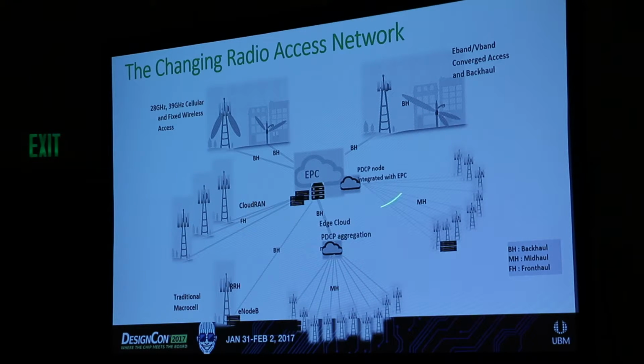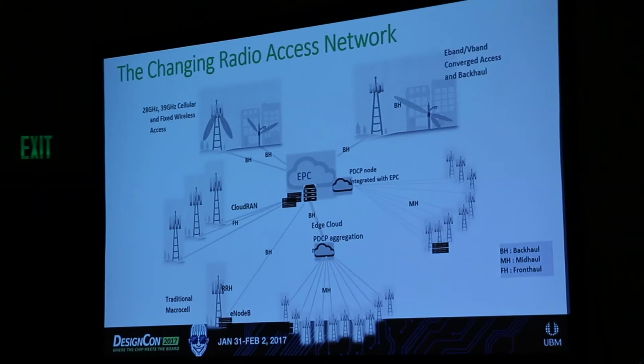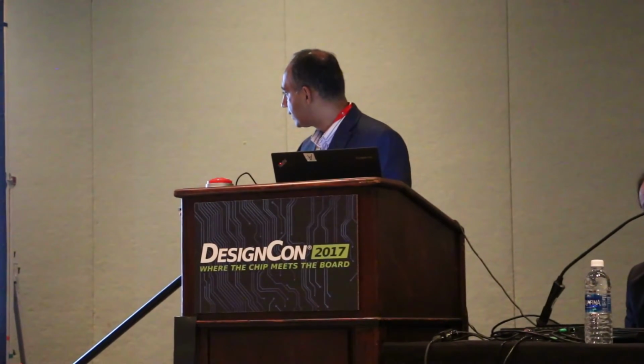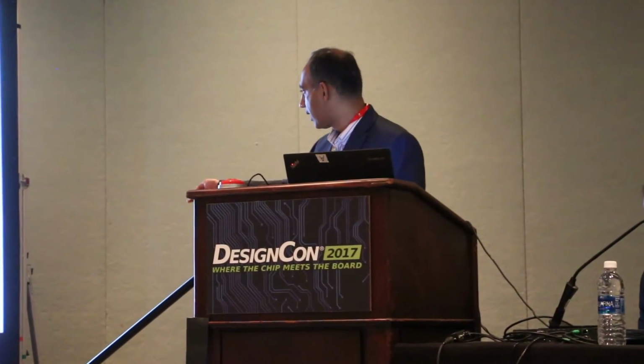So to give you an idea of what exactly is happening, this was your traditional network. If you move all of this processing over to the EPC, you get the Cloud RAN. If you move some of the processing over to what we call the PDCP aggregation node, instead of L1, we have L1, L2, and L3, different layers in the baseband chain. Some portions of L2 and L3 are aggregated in this PDCP aggregation node. And then this aggregation connects to the EPC. This is one architecture that's happening.